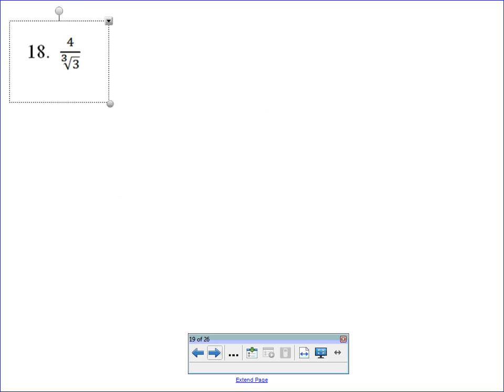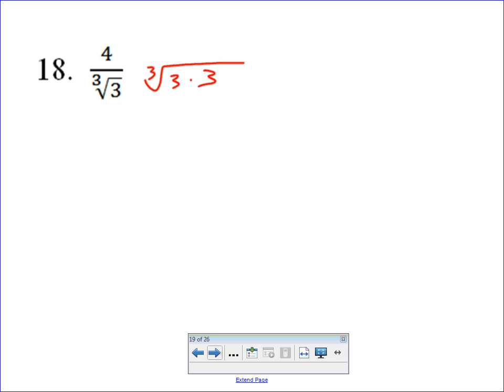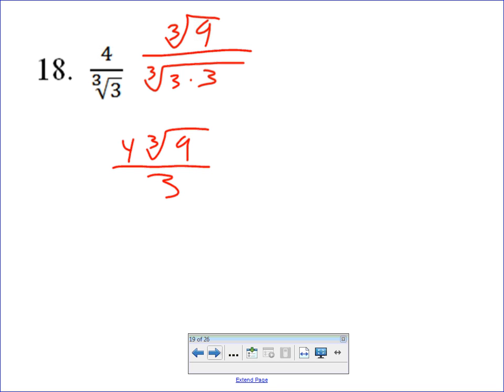All right, this is a tricky one because we have a radical in the denominator, which is not allowed, but it's not a square root, it's a cube root. So how do we deal with a cube root? Remember, we're looking for 3 of them. So I'm going to multiply this by the cube root of 3 times 3. And that way when I multiply it all together, I'll have 3 3's. But if you think about it, 3 times 3 is 9. So I'm multiplying the top and bottom by the same. And I'll end up with 4 times the cube root of 9 over 3.